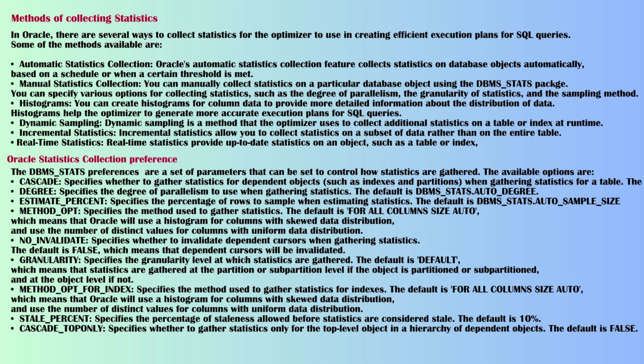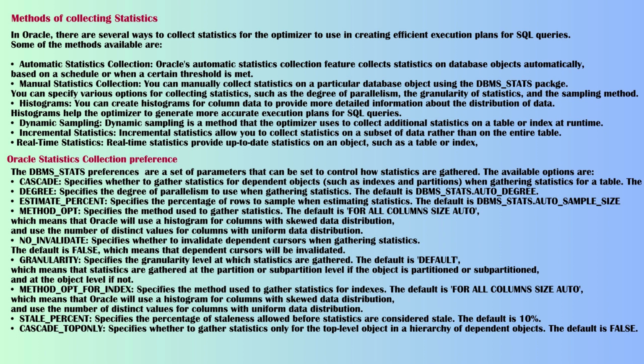The available options are: Cascade specifies whether to gather statistics for dependent objects, such as indexes and partitions, when gathering statistics for a table. The default is true. Degree specifies the degree of parallelism to use when gathering statistics. The default is dbms_stats.auto_degree, which means that Oracle will automatically determine the degree of parallelism based on the number of available CPUs.